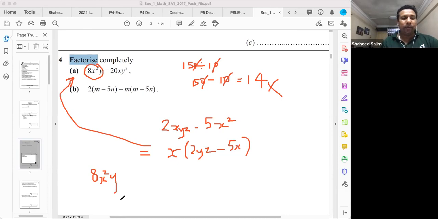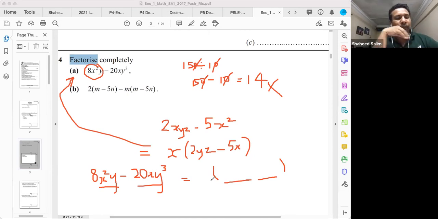Now, there's only two terms. This is called a term. Here is called a term. A term is like a word, a mathematics word. So there's one word, there's two words. So when you factorize, there must also be two words inside here. But there must be a bracket. What happened to your bracket?